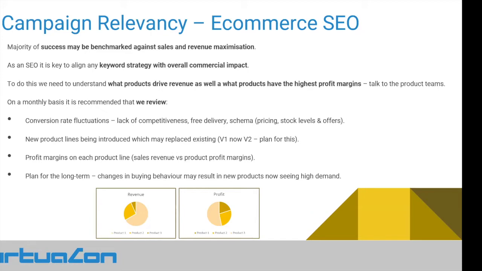One of the big things with an e-commerce campaign is we need to look at the benchmark. When it comes to the e-com side, the majority of the benchmarks will be against either sales or revenue maximization. This might not always be the case, but it tends to be. So as an SEO, it's key that we align any activity we do in that campaign, let's say keyword optimization or keyword strategy, with actual commercial impact. So if we've got two areas of the site that we're looking at, we want to be going for the area that's going to drive the maximum revenue, if that is what the original benchmark is.